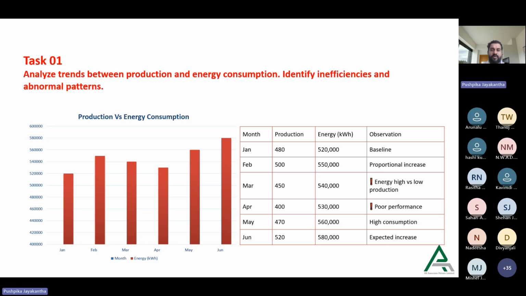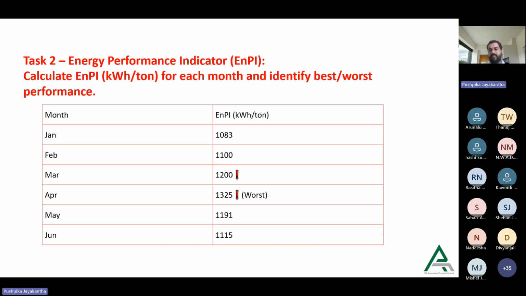Okay, so there's no stable trend here. Even if the production decreases, the energy consumption is high. So you can analyze this production by setting this kind of graph of production against the energy for these particular months, and then you can decide it. And then the energy performance indicators, I think you have done this one also.